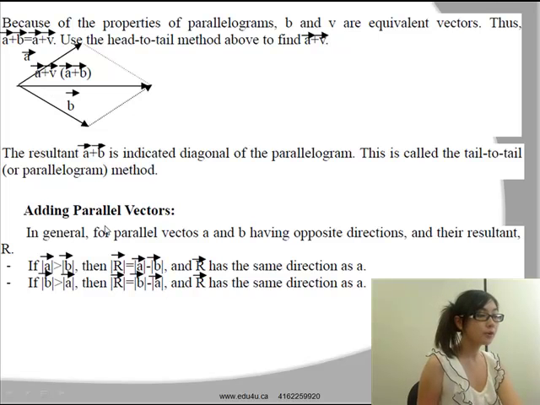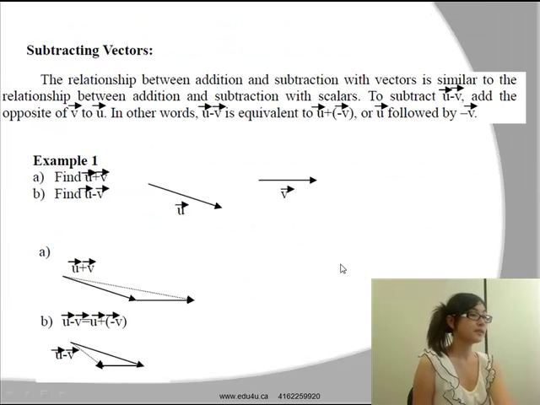So let's talk about adding parallel vectors in general. For parallel vectors A and B having opposite directions, if the magnitude of A is bigger than the magnitude of B, then the magnitude of the resultant vector will be equal to A minus B, and the resultant R will have the same direction as A. If, on the other hand, the magnitude of B is bigger than A, then the magnitude of the resultant will be equal to the magnitude of B minus the magnitude of vector A, and the resultant will have the same direction as, this should actually be B.